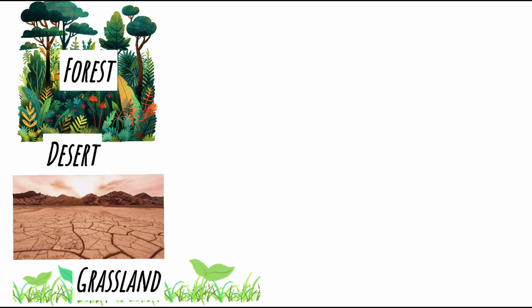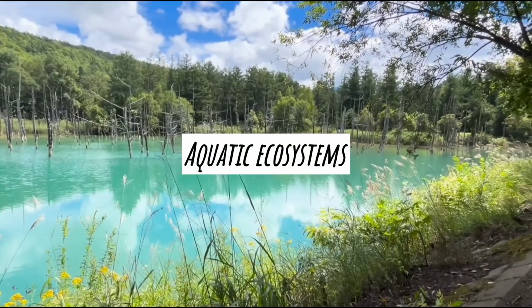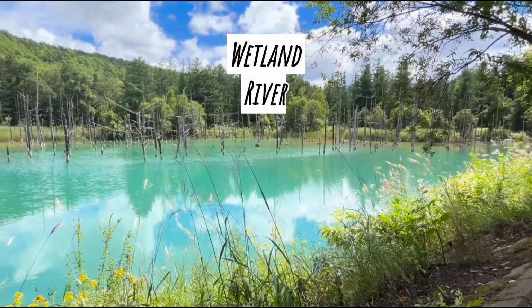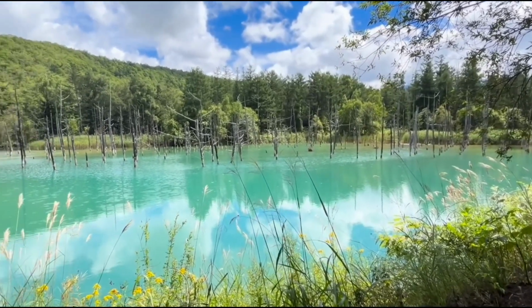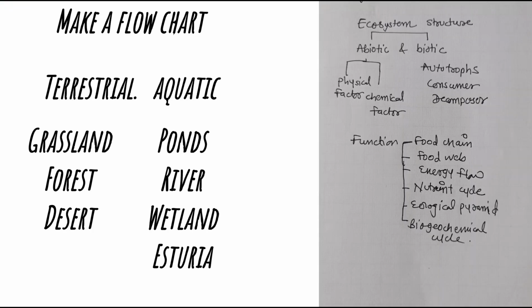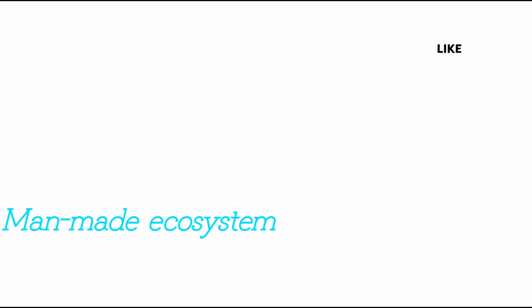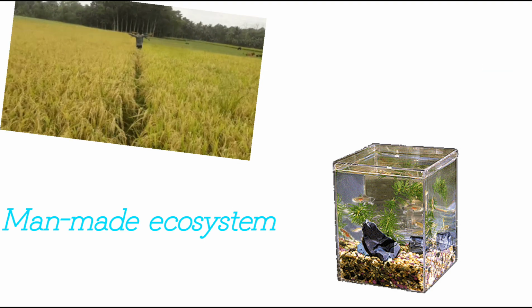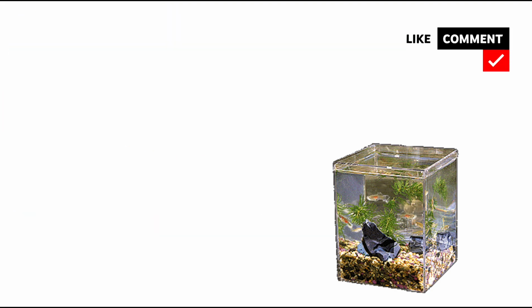Forest, grassland and desert are some examples of terrestrial ecosystem. Ponds, lake, wetland, river and estuaries are some examples of aquatic ecosystem. You will make a flowchart for it. First write terrestrial, then aquatic, then what is included in terrestrial and what is included in aquatic. Then after that, crop field and aquarium may also be considered as man-made ecosystems. This is also an important point.